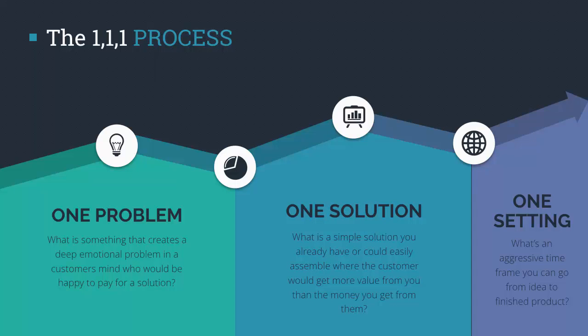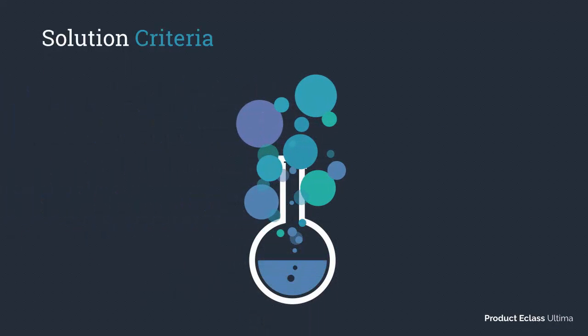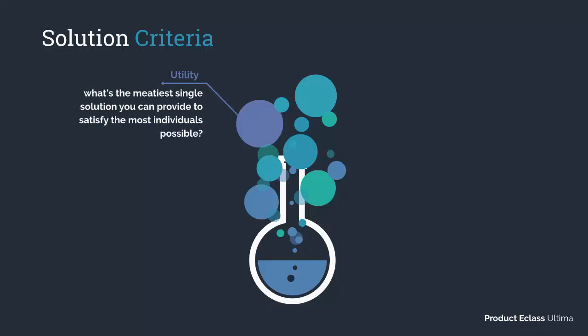What is a simple solution you already have or could easily assemble where the customer would get more value from you than the money that you get from them? So here's the criteria that we're looking for when we're looking at solving a problem, because there's a lot of different things that we can consider to help us solve a specific problem. The first thing is utility. What is the meatiest single solution you can provide to satisfy the most individuals possible?